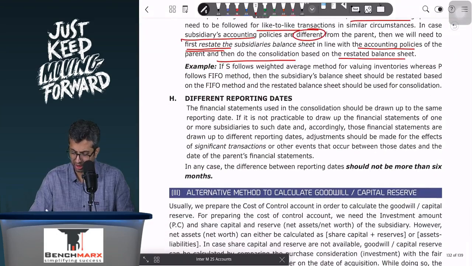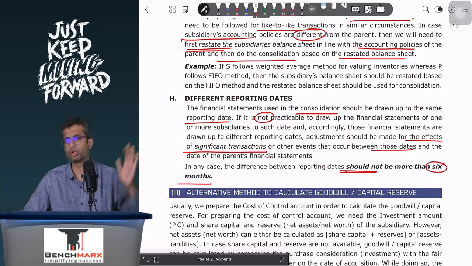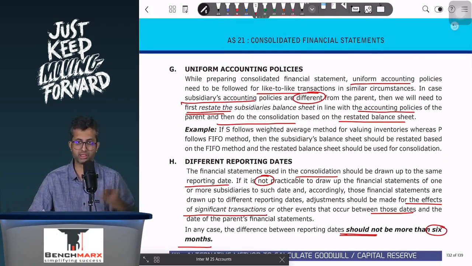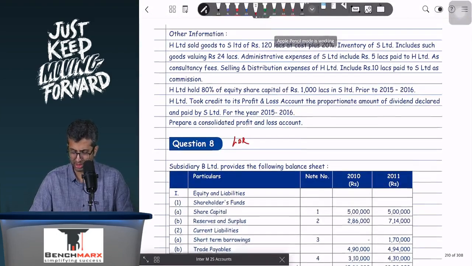Okay, different reporting dates. The financial statements used in the consolidation should be drawn up to the same reporting date. If it is not practicable to draw them up to the same date, then adjustments should be made for the effects of significant or material transactions that occur between those dates, like 31st December to 31st March. In any case, the difference between reporting dates should not be more than 6 months. If it is, then you have no choice but to prepare the complete financials of the subsidiary for the purpose of consolidation.